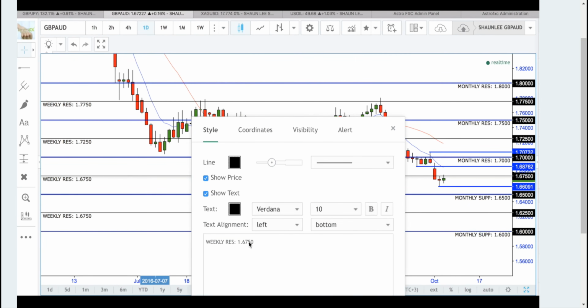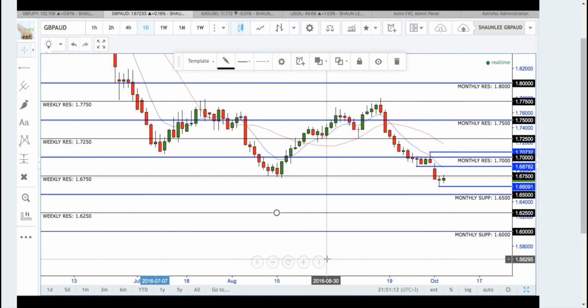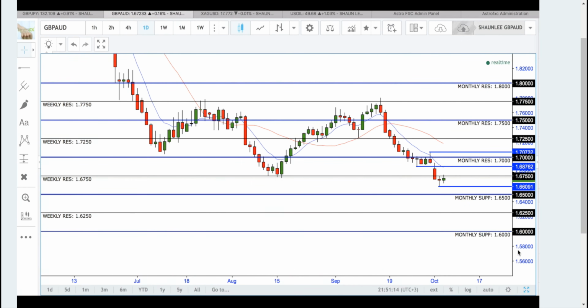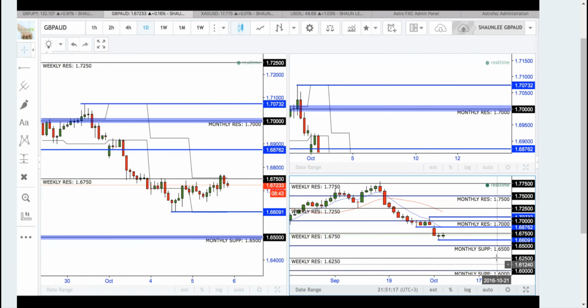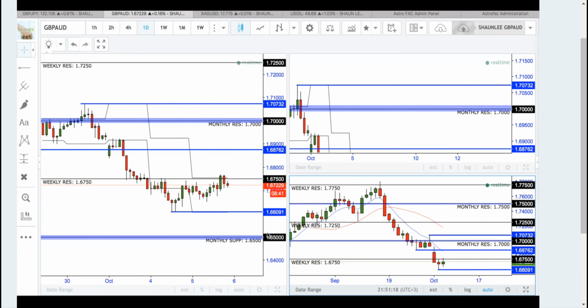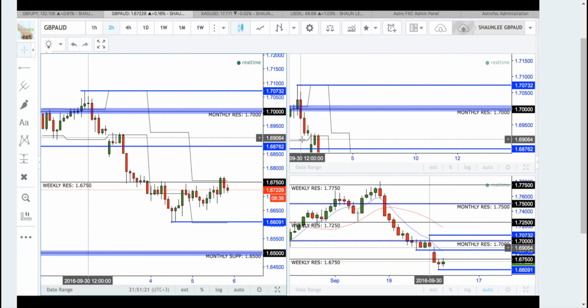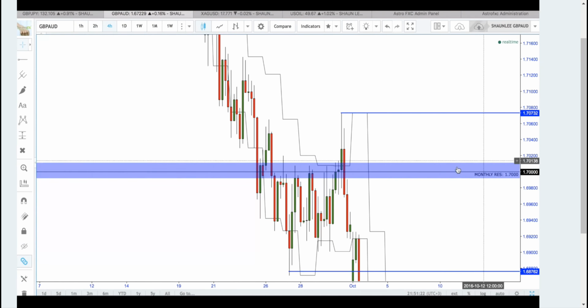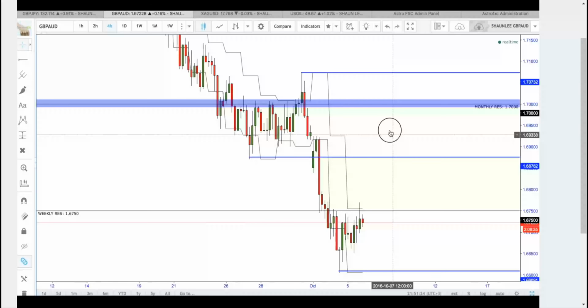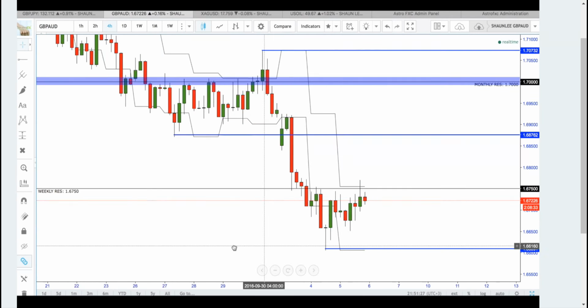1.6250. Right there. I've only just done these like an hour ago. Okay, so that is that there for the monthly and the weekly on this currency pair. Now let me zoom back out, go down to the 4-hour time frame. With this one as well, as you can see, we've reacted and responded quite well to the daily high today.